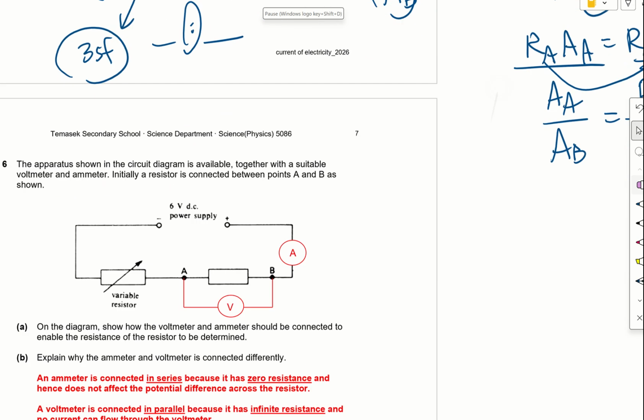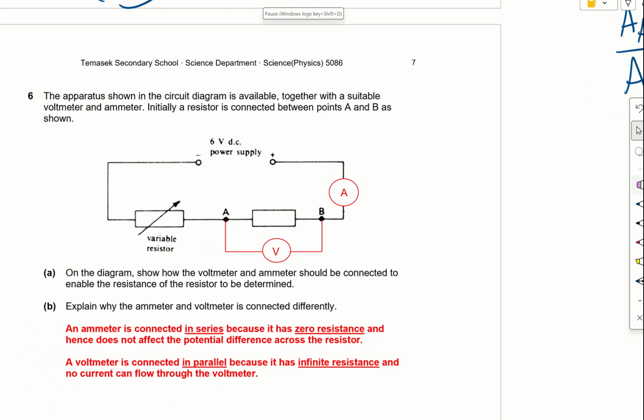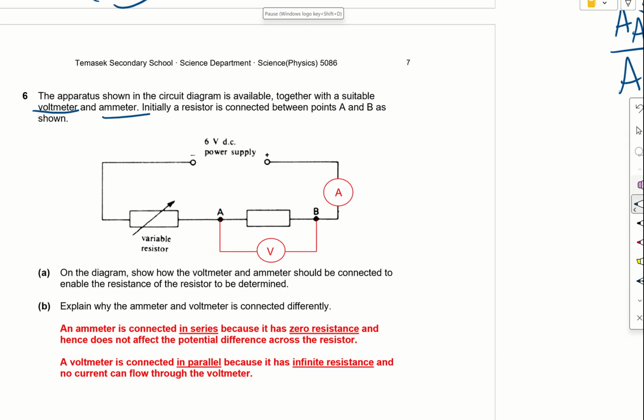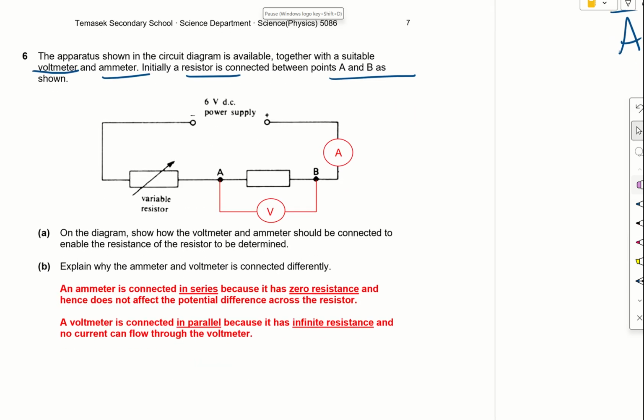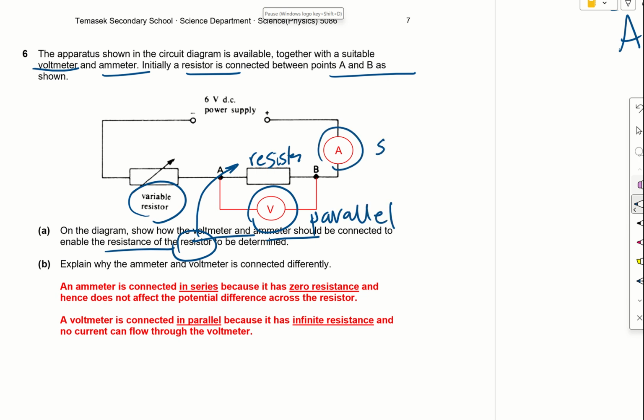Okay, question 6, it shows in the diagram a voltmeter and ammeter. Initially, a resistor is connected between point A and B as shown. So this is the resistor, and we also have a variable resistor. On the diagram, show how the voltmeter and ammeter should be connected to enable the resistance of the resistor to be found. So we have two resistors. They are talking about a fixed resistor. So the voltmeter must always be connected in parallel, okay, and the ammeter must be in series.